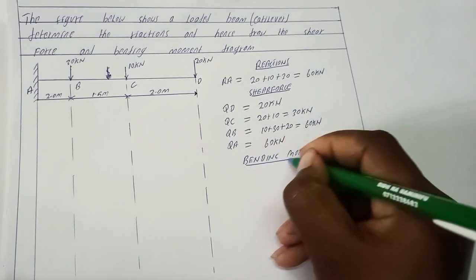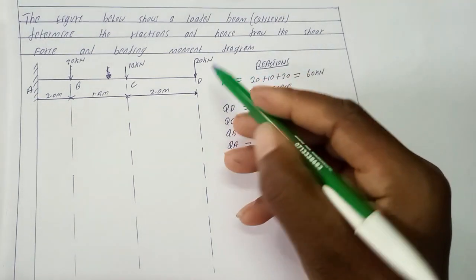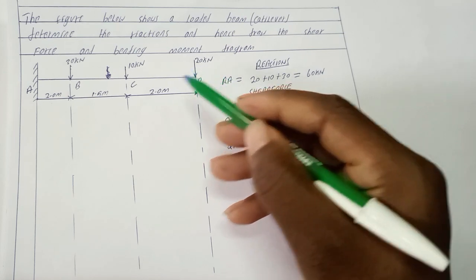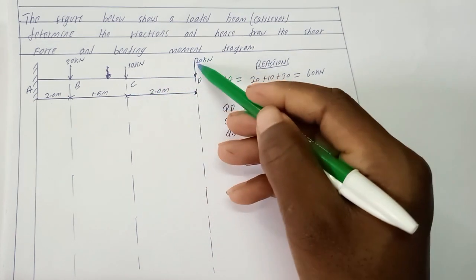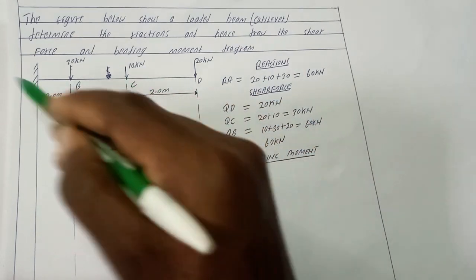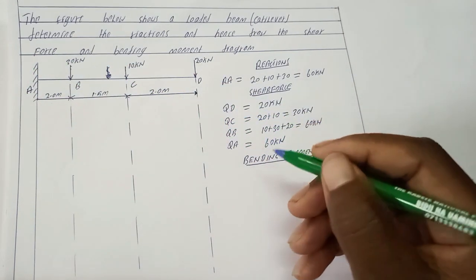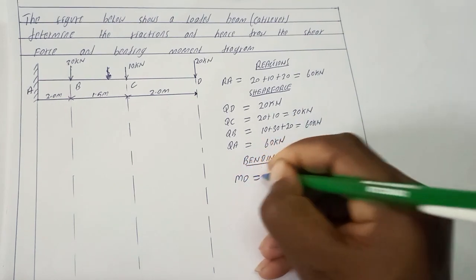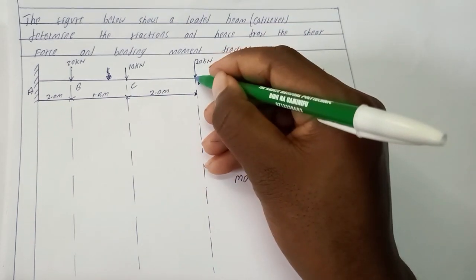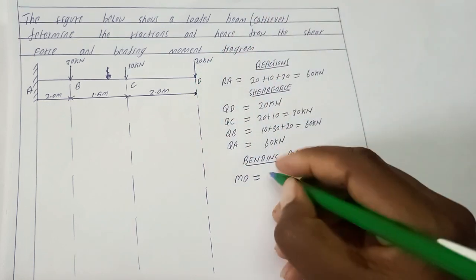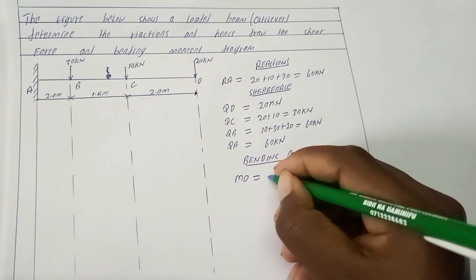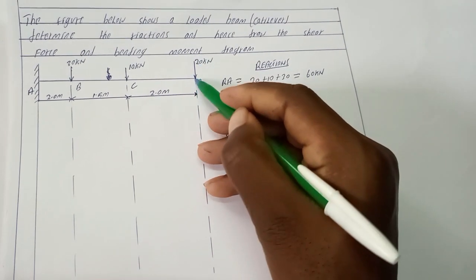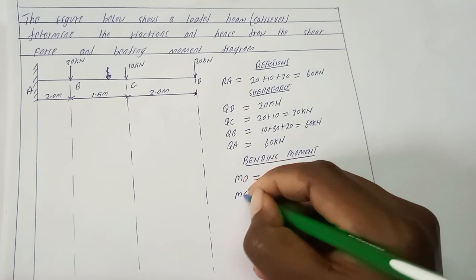Remember, moment is given by force times distance. So moment at point D obviously will be 0. Then moment at point C will be 20 times 2. So we have force times distance. Moment at D, because we have force but we don't have distance, is like 20 times 0, which is 0 kilonewton meter because there is no distance.